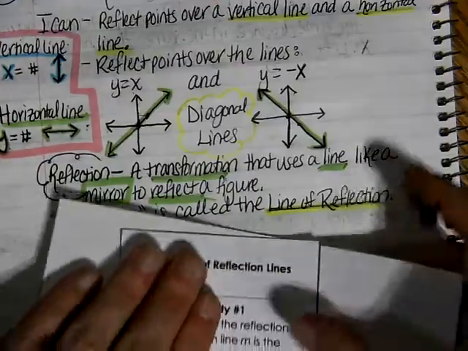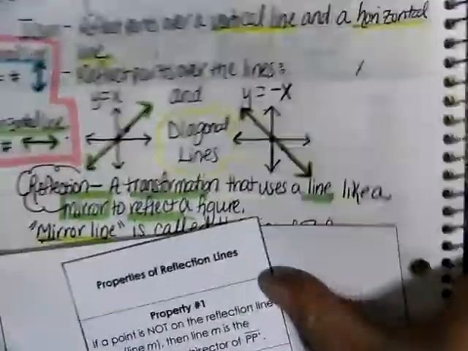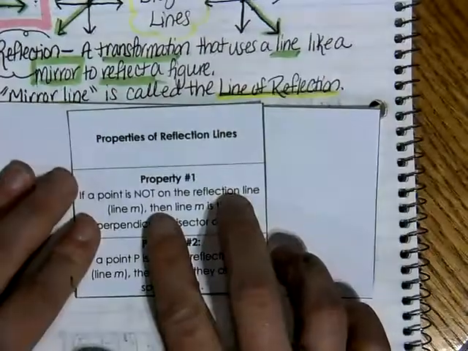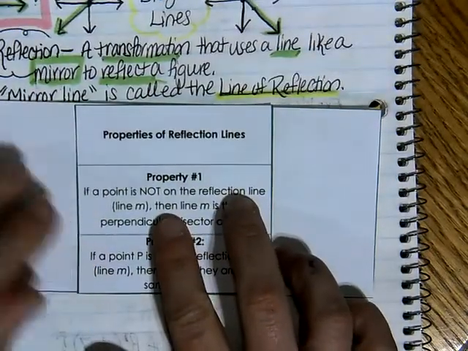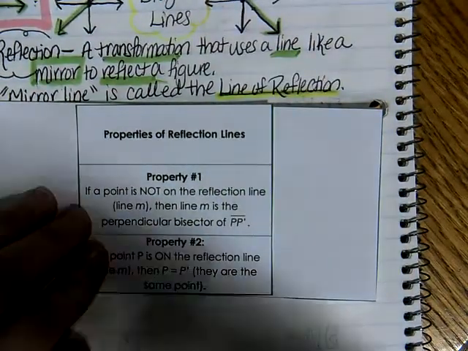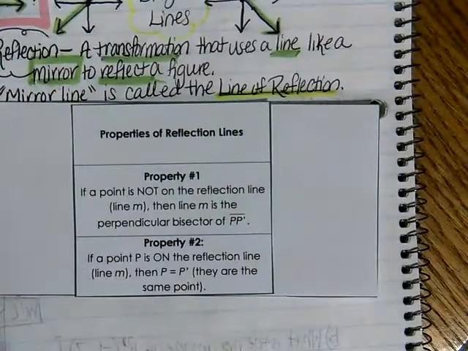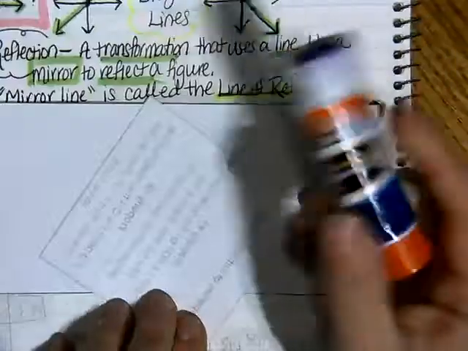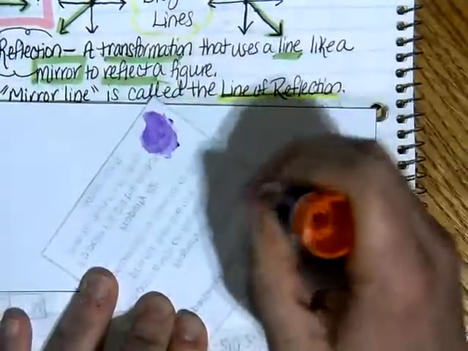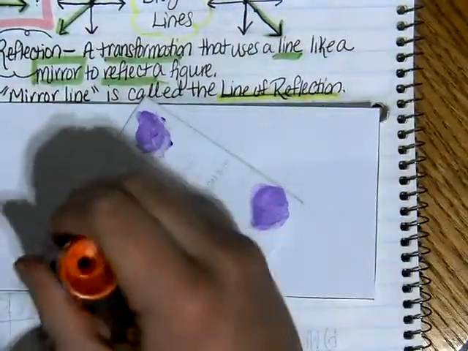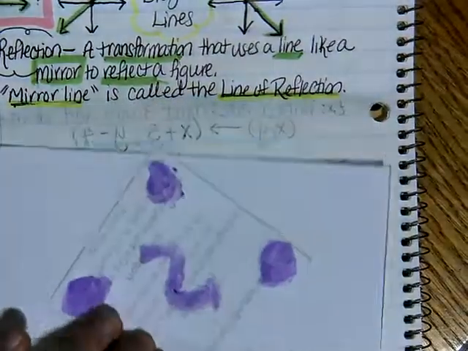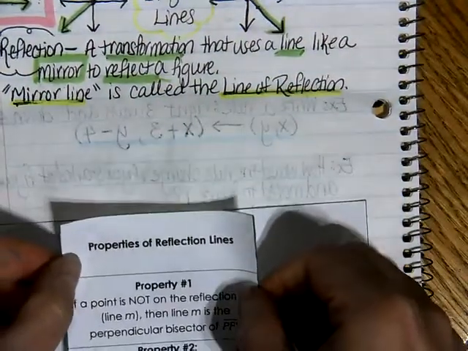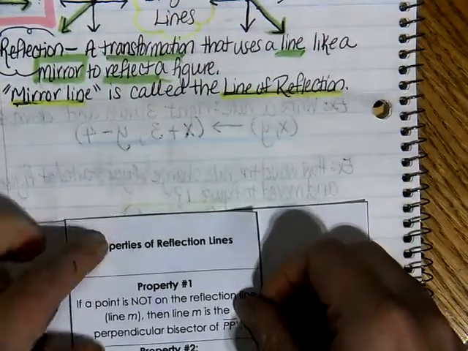Reflections have certain properties. So if you wouldn't mind taking out the properties of reflection lines, we are going to create the same type of cutout that we have all year long. What I would like you to please do is go ahead and paste this box into the center of the other box. And then I would like you to please go ahead and cut.